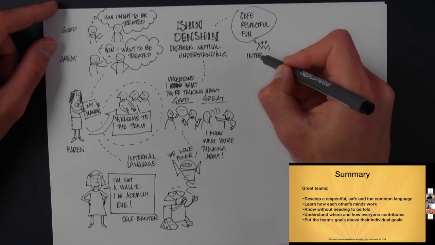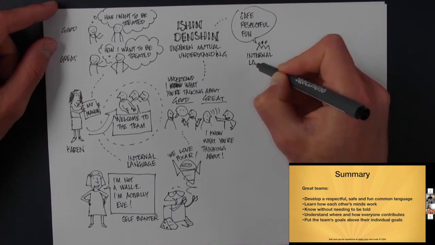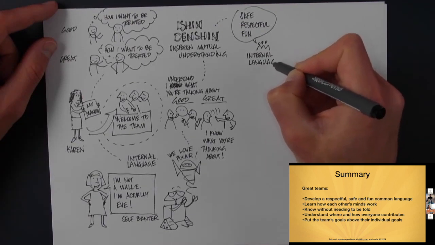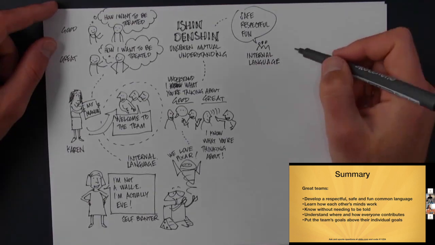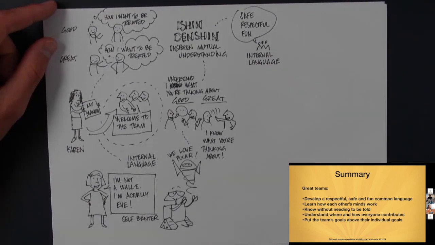Great teams know without needing to be told. They understand where people contribute to the team, and they're also careful to make sure that those people know that their contributions are valued to the team.